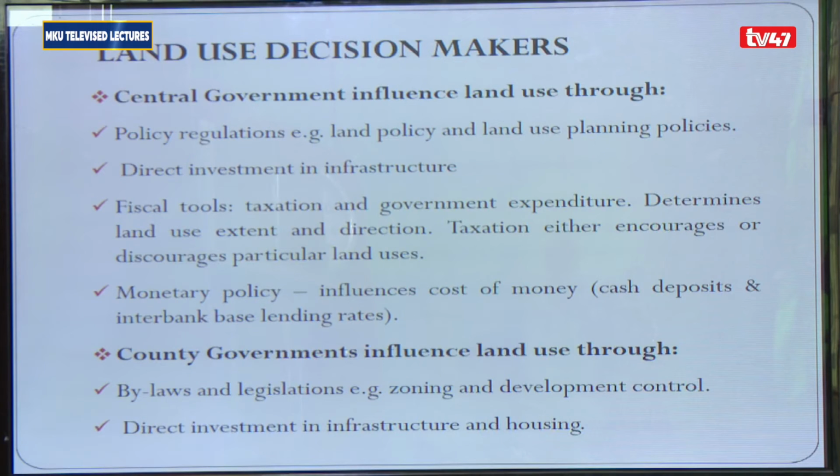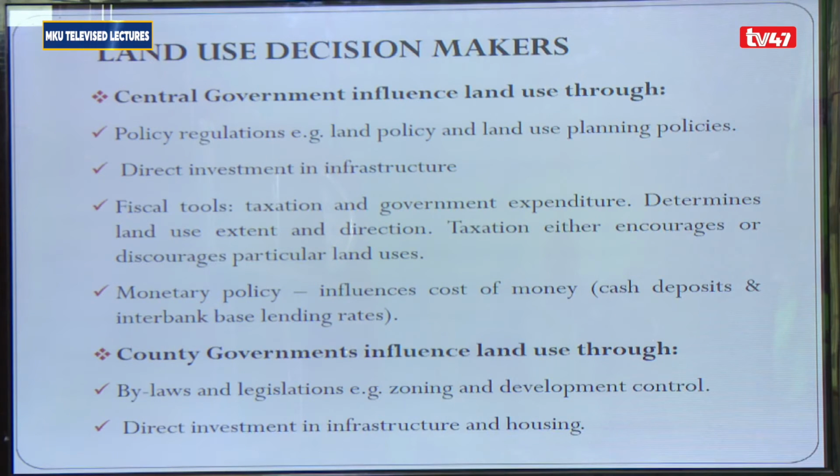Direct investment in infrastructure. Government can invest in roads, power, sewer. It can invest in security amenities and other kinds of infrastructure development to ensure that they attract individual households or even farms to locate their activities. When they locate their activities, then we have specific land use activities taking place. And therefore, government can, through direct investment, shape how land is used within an area.